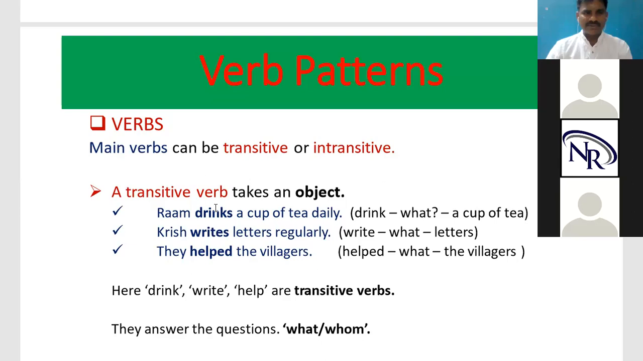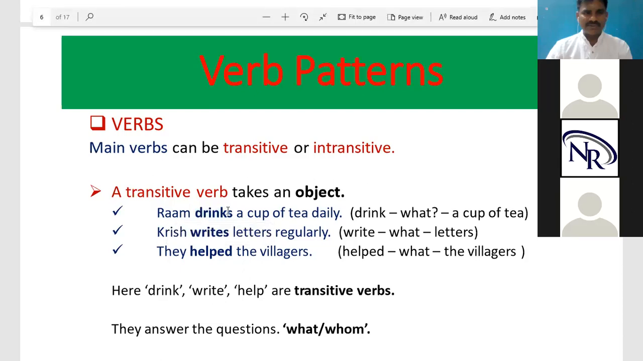Ask what and whom. Ram drinks a cup of tea daily. Drinks what? Cup of tea. So drinks is a transitive verb. Fish writes letters regularly. Writes what? Letters. So write is a transitive verb.